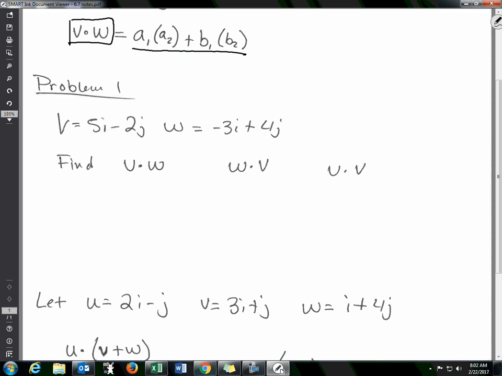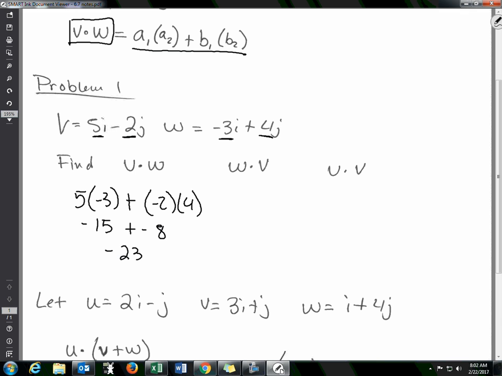So I'm going to take my 5 times negative 3. So 5 times negative 3 plus, and then negative 2 times 4. And then I'll just multiply this. That's negative 15. And this is negative 8, so plus a negative 8, right? So if I add those, you get negative 23. Okay.